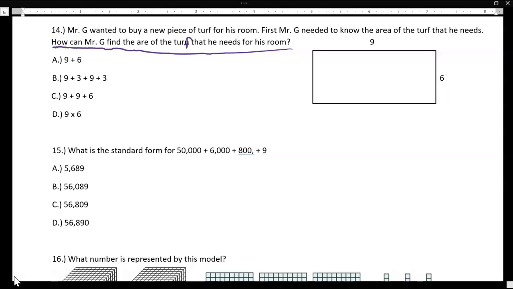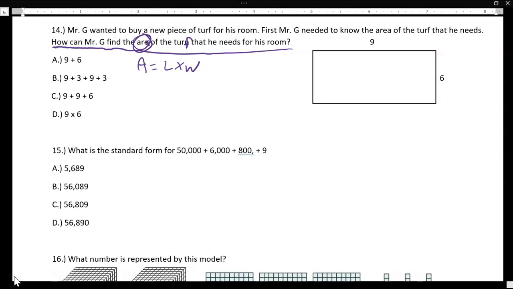How can Mr. G find the area? Area equals length times width. Would we circle the other area? We'll get there. Circle important information in the problem.